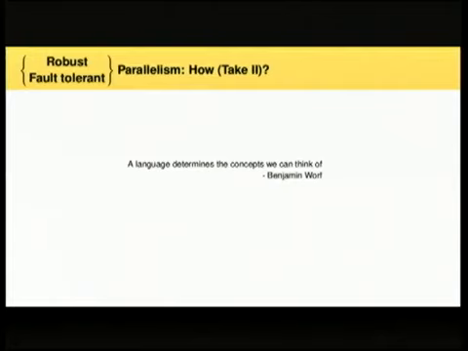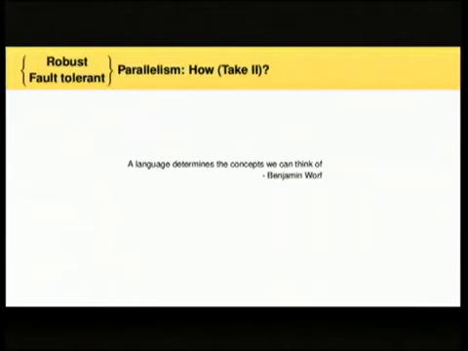It's by Benjamin Whorf, who said, a language determines the concepts we can think of. Now, he was a linguist, so this is in the context of human languages. When he made this statement, it was fairly controversial. I don't understand the controversy, because anybody who's been taught multiple languages from childhood knows that there are certain languages that are really good at something and not others. So we'll take this as a given. Languages determine the concepts we can think of, especially for parallelism. Boy, does it make a difference.